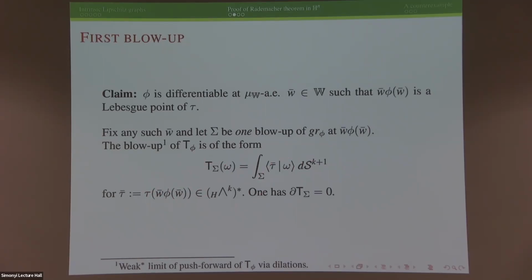So you can imagine that under blow up, you are converging to some current T sigma, which is associated with integration on the blow up sigma against this fixed vector tau bar. And again, T sigma is a limit of boundaryless currents, so it is itself boundaryless.